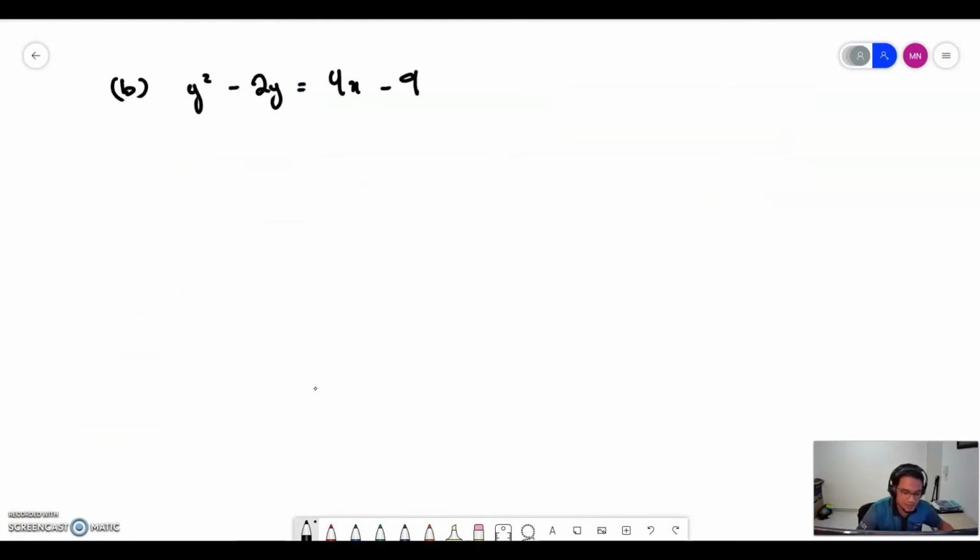Okay, so I have another question. y squared minus 2y equal to 4x minus 9. For this one, I want you to try it by yourself, so you can pause this video first. The task is still the same as the previous question, which is to find the vertex, focus, and directrix, and then don't forget to sketch the graph.